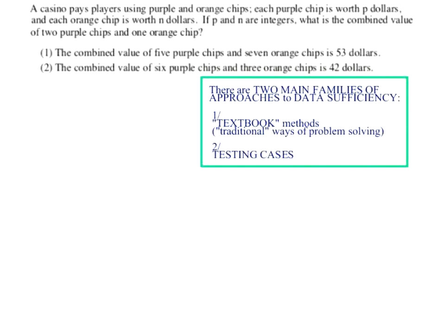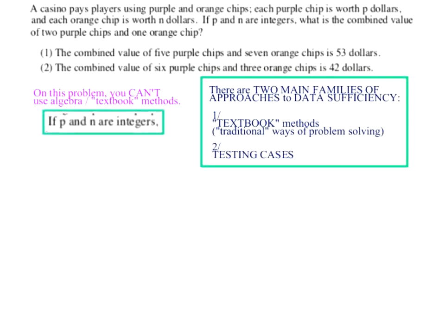On this problem, you can't use algebra or textbook methods, at least not on statement one. It's because if P and N are integers, it's not because there's two variables, because there are plenty of situations where you can do traditional algebra with two variables, but it's the integers. If you have things that are specified as whole numbers, then you cannot use algebra.